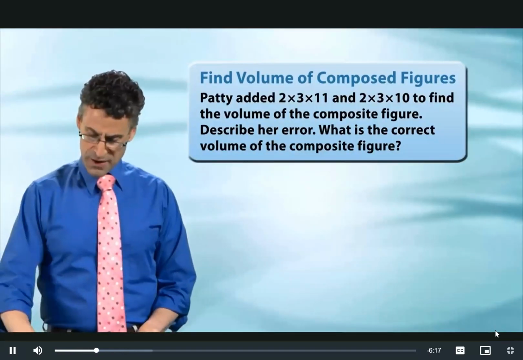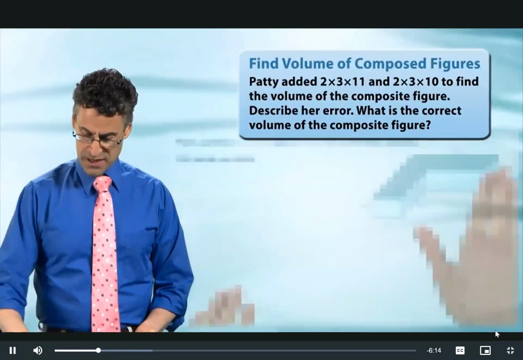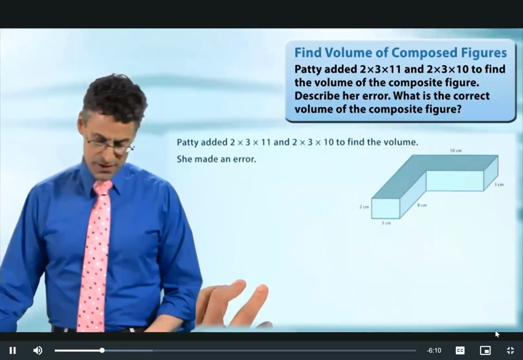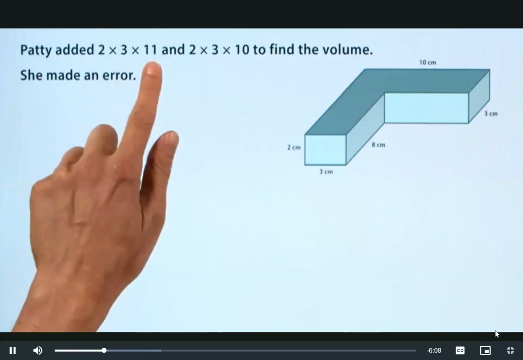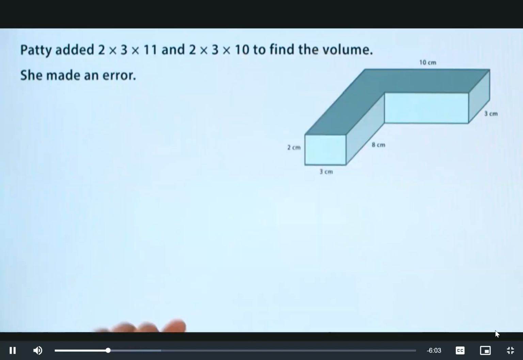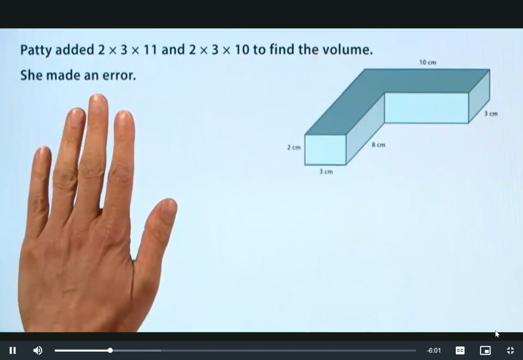Let's have some fun by taking a look at a weird shaped object that Patty tried to figure out the volume for, and she was really, really close, but she made a little mistake. Let's see if we can learn from Patty and have Patty be our teacher. So Patty wants to find the volume of this particular solid. And so here's what she did. She added the values 2 times 3 times 11 and 2 times 3 times 10 to find the volume. And the question is, what mistake did she make?